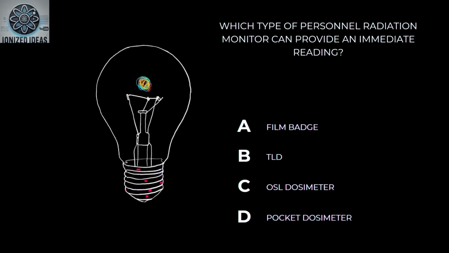Which type of personnel radiation monitor can provide an immediate reading? A. Film badge, B. TLD, C. OSL dosimeter, D. Pocket dosimeter.